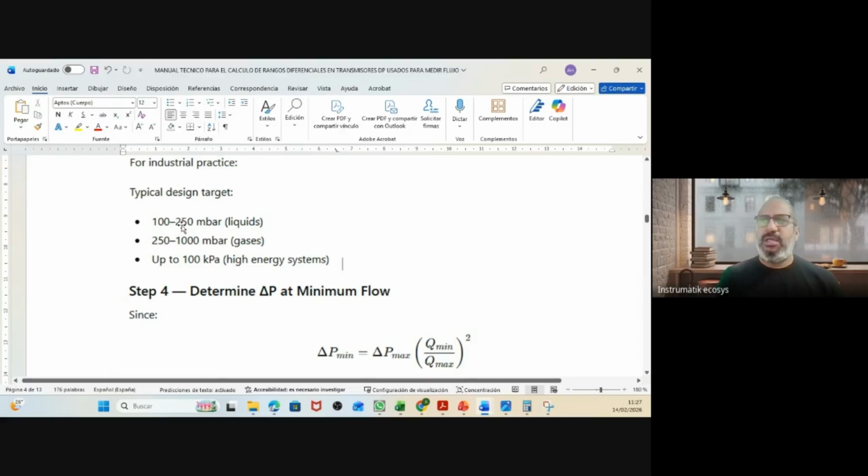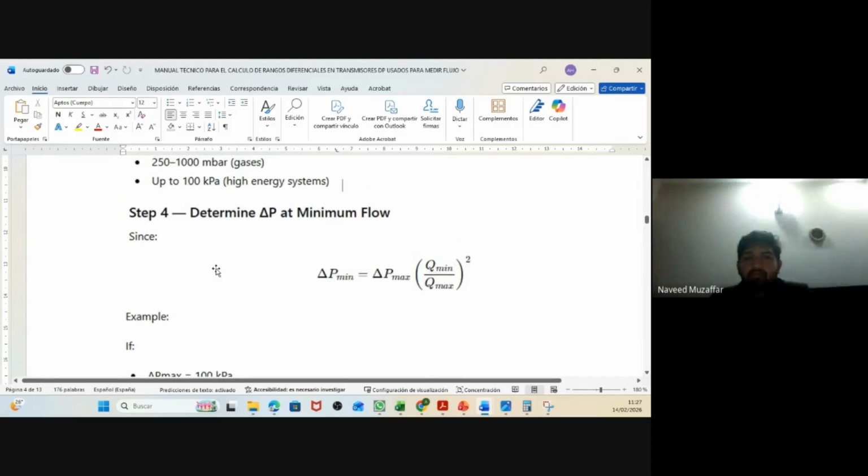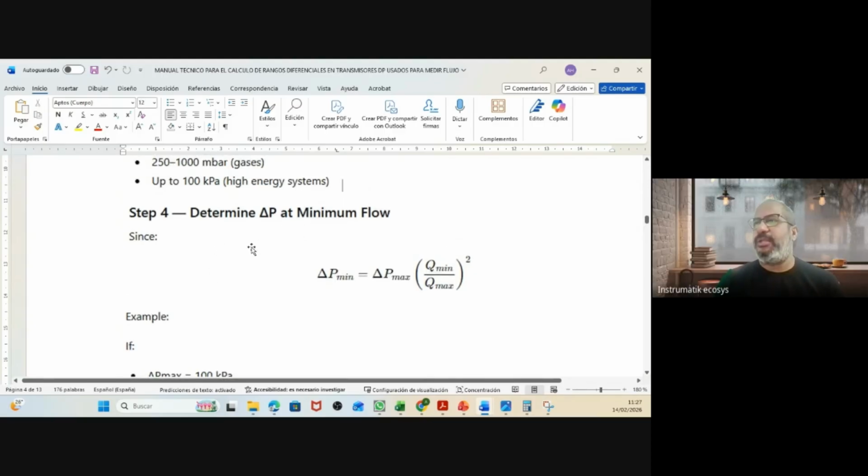But if the case is special and values can be more than 250 or less than 100, and the flow is measurable, and the DP transmitter has the ratio for that, no problem. Then step 4: you have to determine delta P at minimum flow.